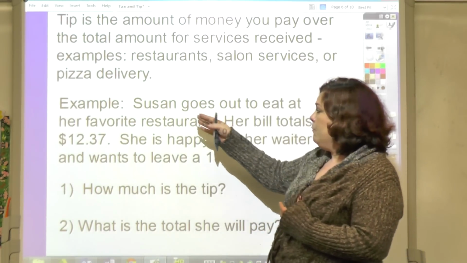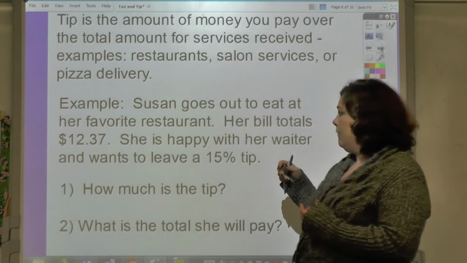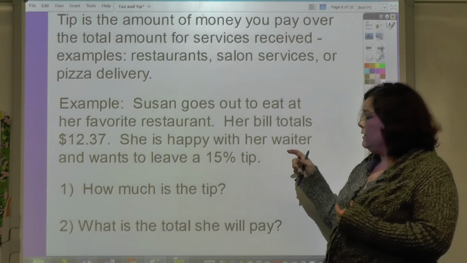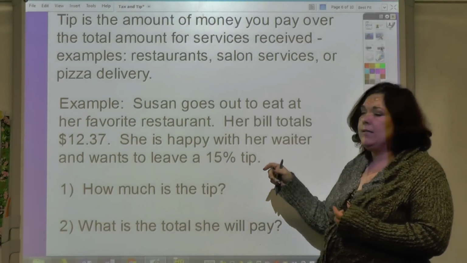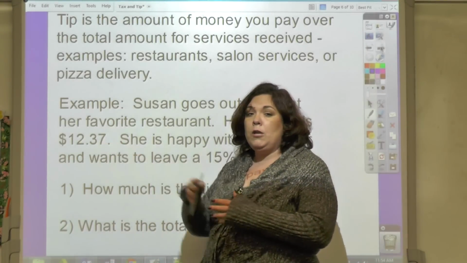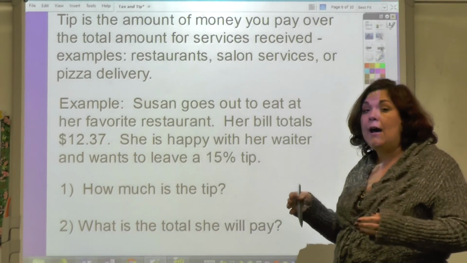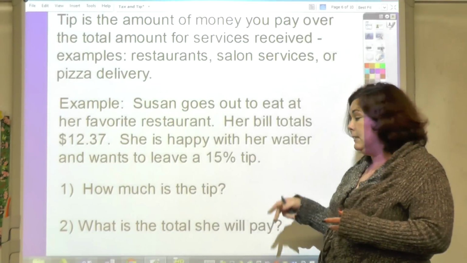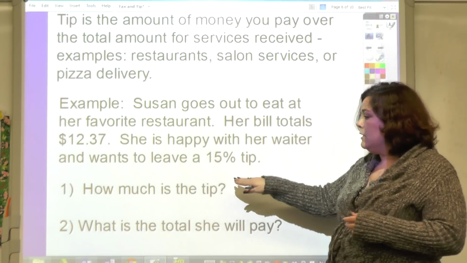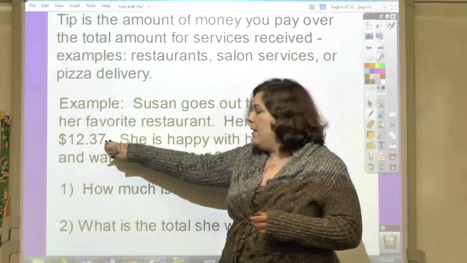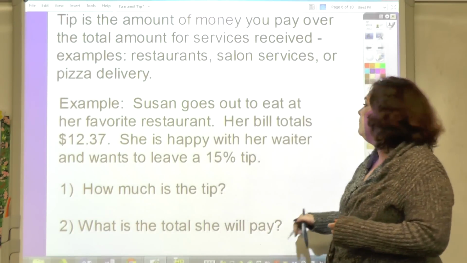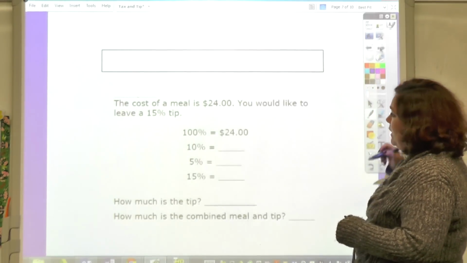So an example would be Susan goes out to eat at her favorite restaurant. Her bill totals $12.37. She is happy with her waiter and wants to leave a 15% tip. So you take this amount and you're going to put it in your bar model, and you're going to figure out what 15% is. And that's the tip amount. And then you add the tip amount to the total amount to get the amount she will pay, including tip. So let's see what this looks like.